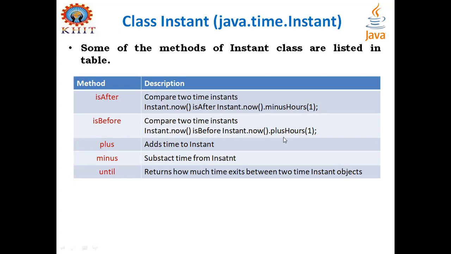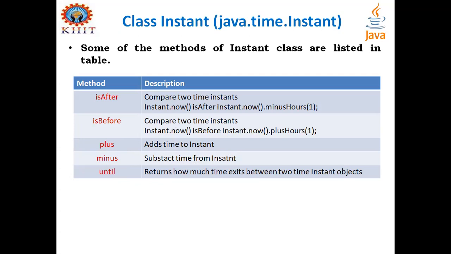You can use these methods for plus and minus. They add time to an instant or subtract time from an instant. Instant.now gives you the current time, right? Based on that, you can add or subtract from this instant time. And until is a method that returns how much time exists between two Instant objects.